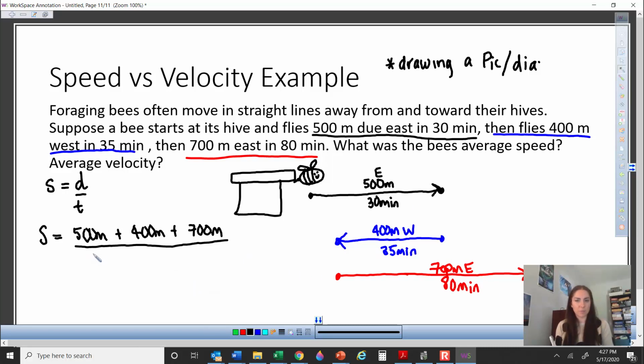And then the total time. We have 30 minutes plus 35 minutes plus 80 minutes. Now, unless the question says so, you don't need to convert this to seconds. I will anyway because I anticipate your physics class wants everything in seconds and meters per second. So I'll do that as a last step, but more importantly, I hope you notice I've taken total distance and total time. I'll go ahead and calculate these.